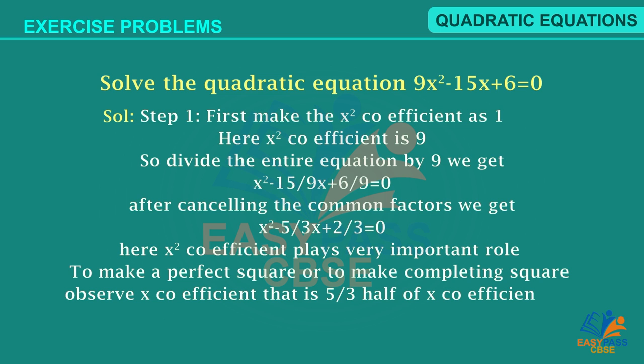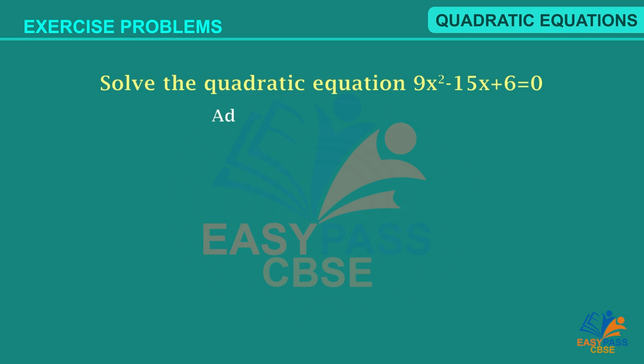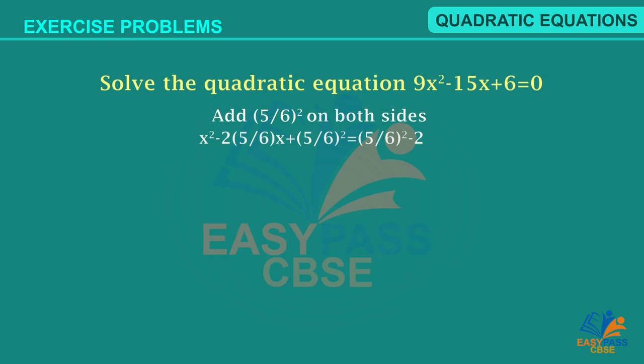Half of x coefficient, that is 5 by 6. Square of half of x coefficient, that means 5 by 6 whole square. So, add 5 by 6 whole square on both sides. So, we have x square minus 2 times 5 by 6 x plus 5 by 6 whole square is equal to 5 by 6 whole square minus 2 by 3.